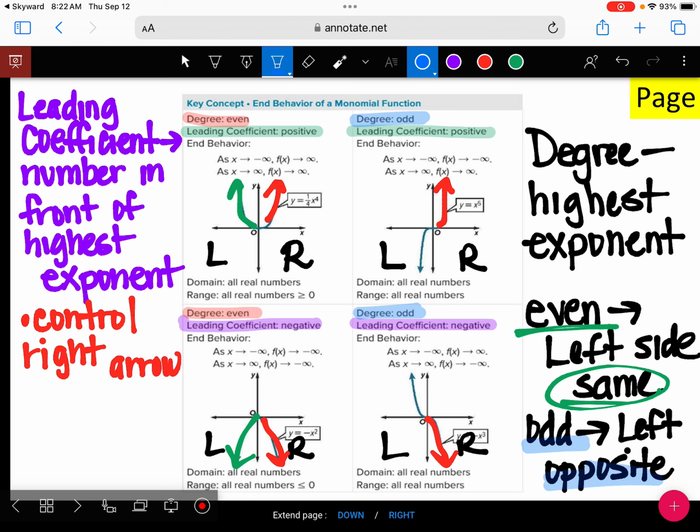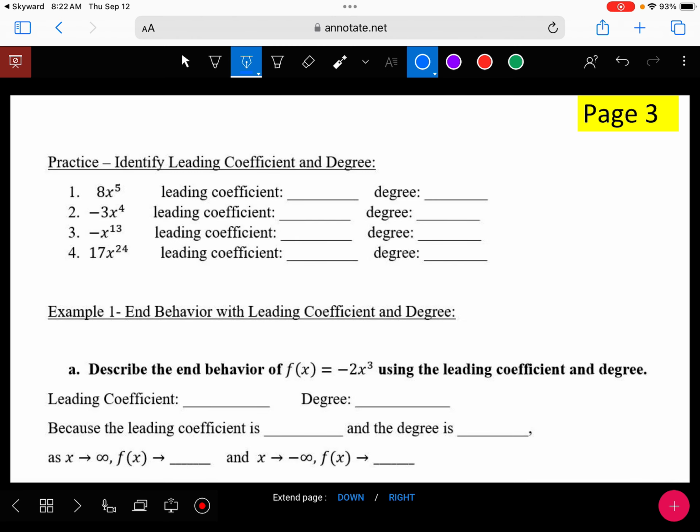Odd, opposite. So if one side goes up, the other side does the opposite. They don't do the same. So let's go ahead and do a little bit of practice with these, just finding your end behavior. And that's it. So let's go ahead and look at this first one.